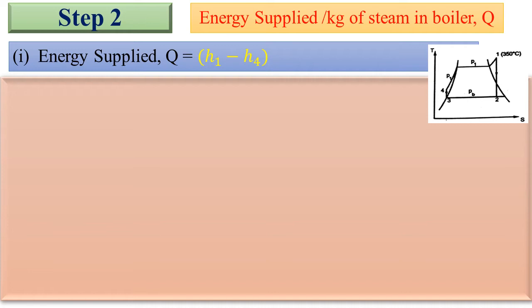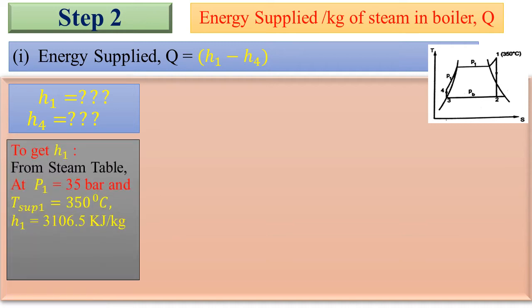We will see how to calculate energy supplied. As per formula, energy supplied is equal to enthalpy at point 1 minus enthalpy at point 4. Point 1 is inlet to turbine while point 4 is end of pumping process. So to calculate energy supplied, we need to know values of enthalpy at inlet of turbine or outlet of superheater, and enthalpy at the inlet of economizer or outlet of pumping section. So with this reference we need to find out enthalpy at point 1 and 4.